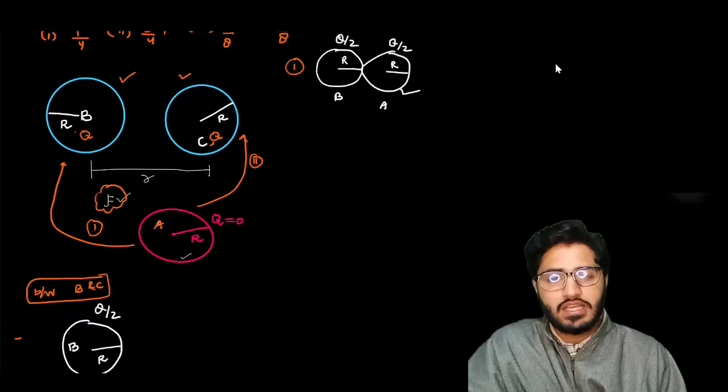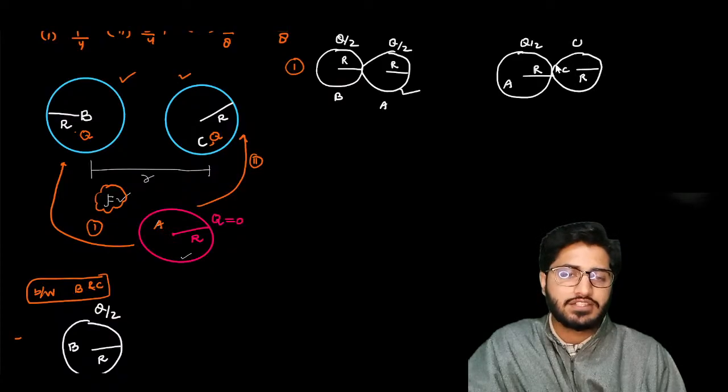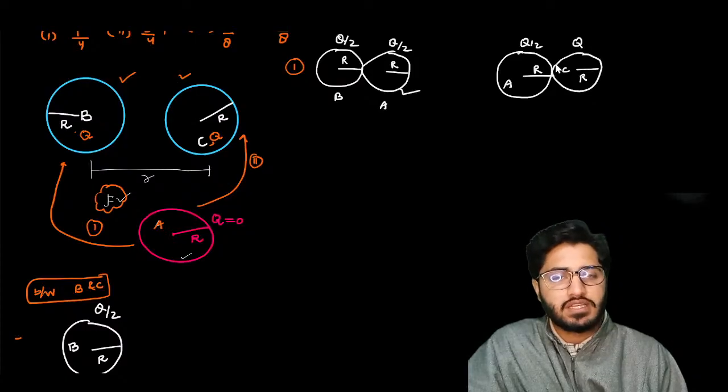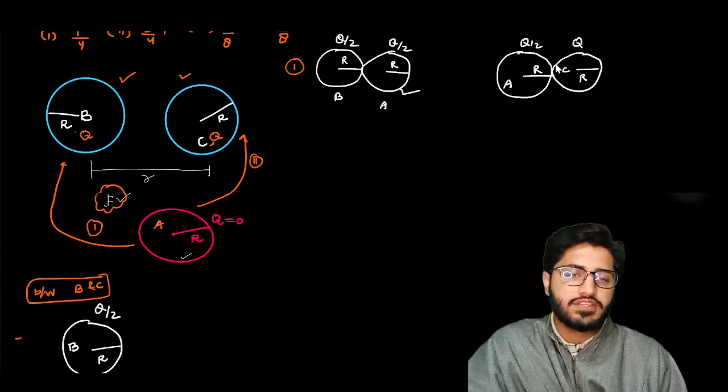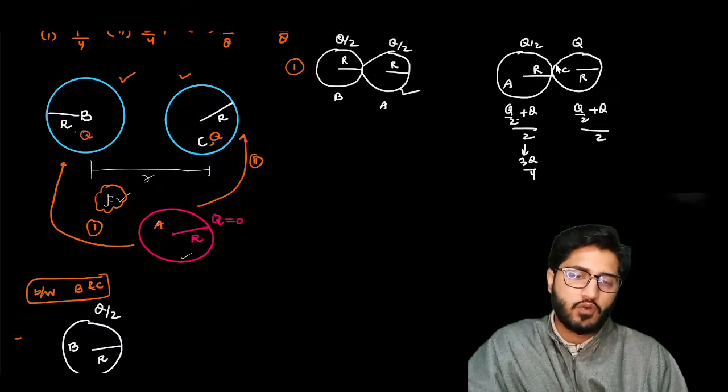Now I am taking A and touching it with C. Here I have body A with radius R, carrying charge Q by 2. I am touching it with body C of the same radius R, which contains charge Q. What will happen to the new charges? The new charge will be the half of these two, so it will be (Q by 2 plus Q) by 2, that is 3Q by 4. So the final charge will be 3Q by 4 on each, by conduction.